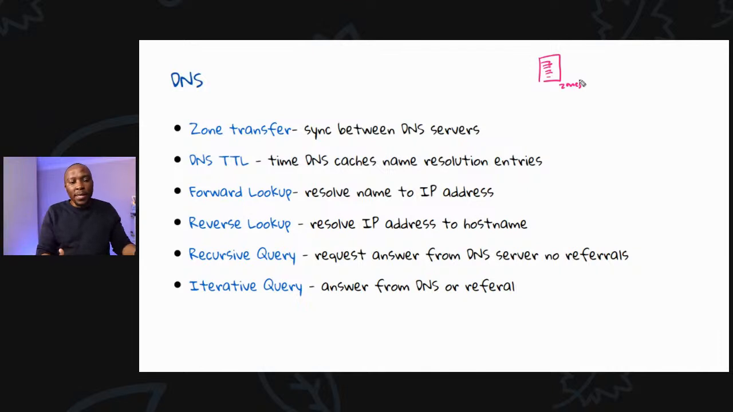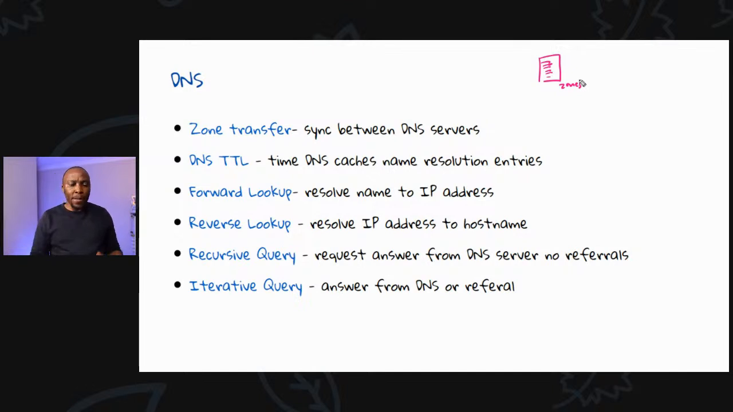Same thing with DNS. It caches that information and keeps it closer, but it doesn't cache it forever. It's got a time to live. So the time to live is the amount of time that it holds that information before it expires. When it expires, it has to go back and then query the public DNS servers to get further information.